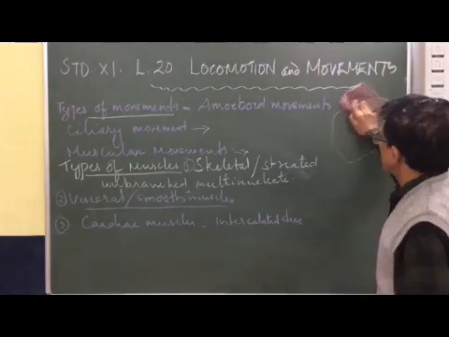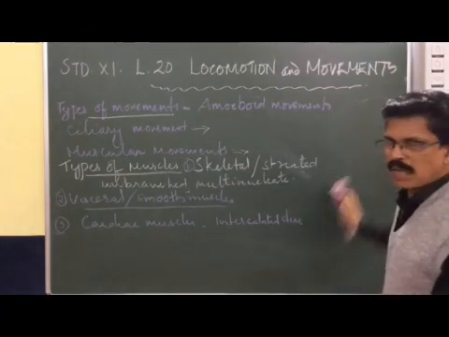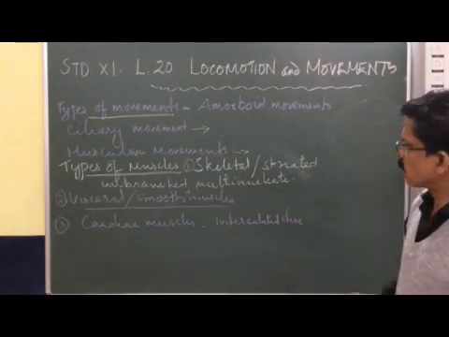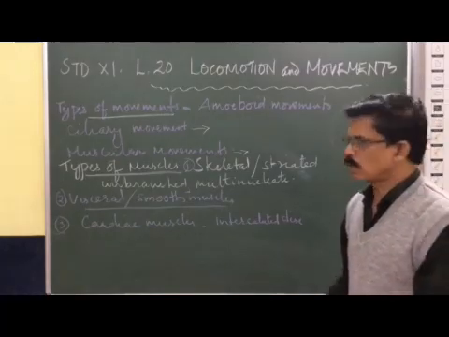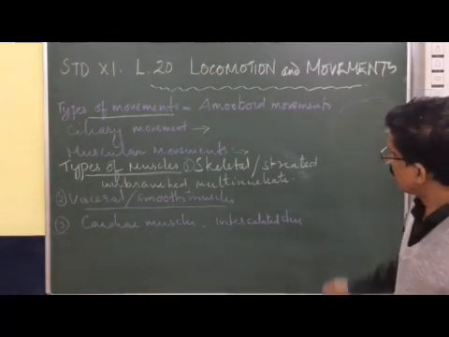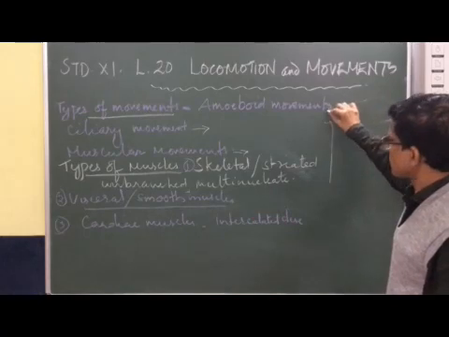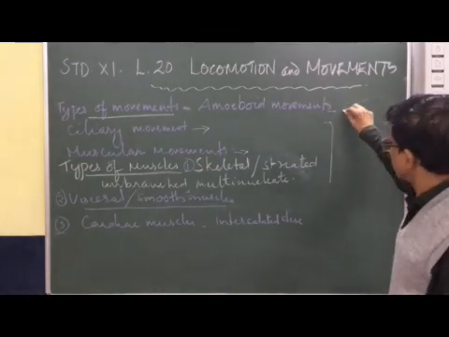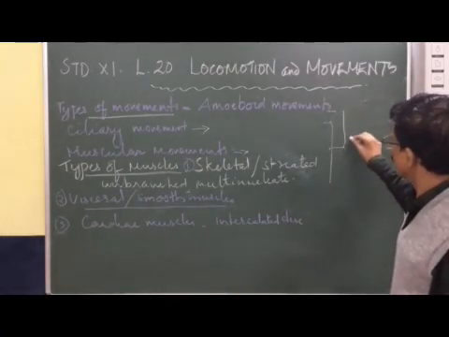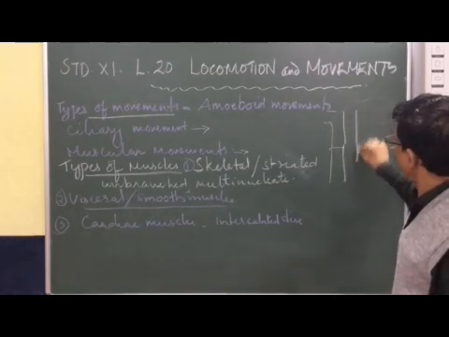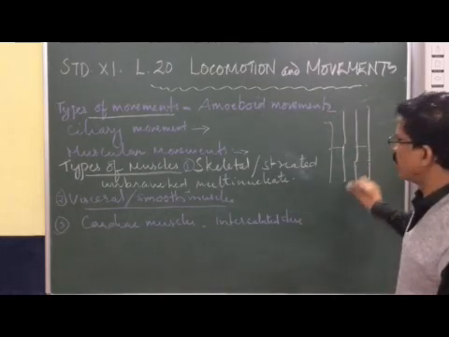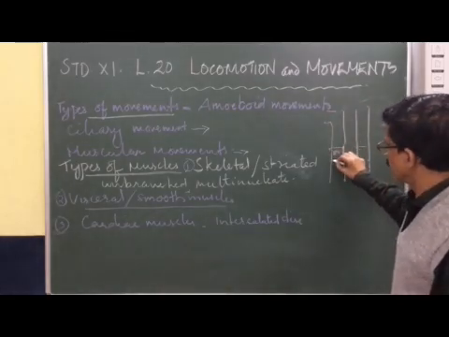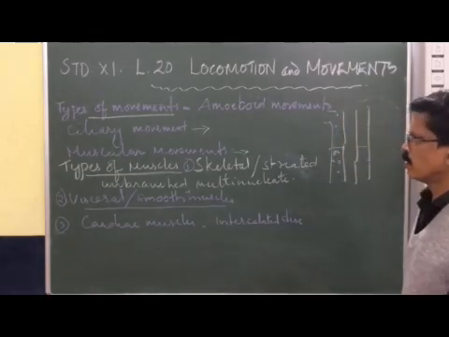Now we are coming to the next topic, the types of muscles. You have studied this in your previous chapters. There are three types of muscles. I will remind you of some of the important features. Skeletal muscles are unbranched muscles, cylindrical in shape, but they are multinucleate. That is a very, very important point.